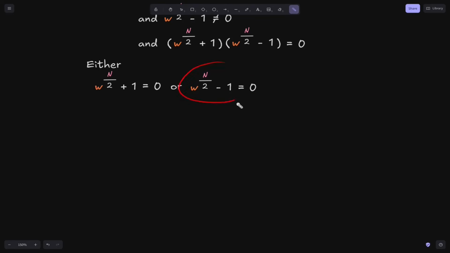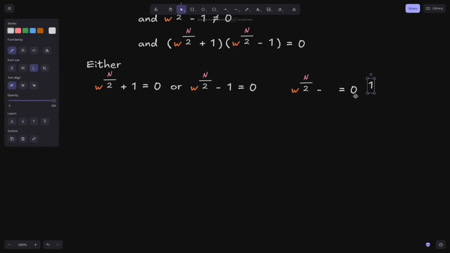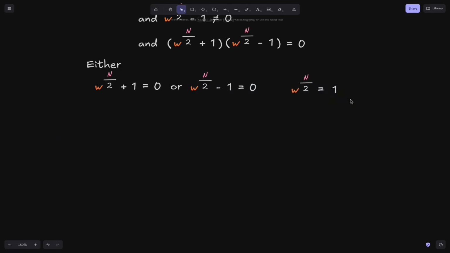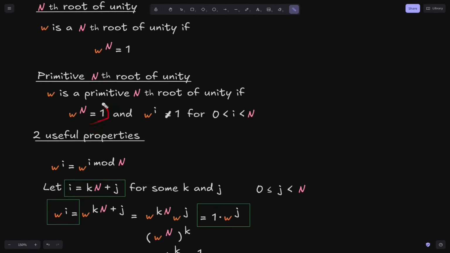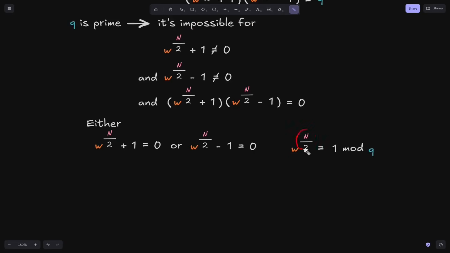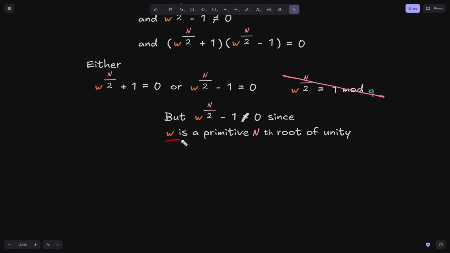We'll start with this one. What does it mean for this part to be equal to 0? Well, if this was the case, then we can rearrange the equation to say that w raised to the power of n divided by 2 is equal to 1. But remember, w is a primitive nth root of unity, which means that w raised to the power of n is equal to 1, and w raised to the power of i for i less than n is not equal to 1. In our case, w raised to the power of n divided by 2, which is less than n, cannot be equal to 1. So this cannot be true, since w is a primitive nth root of unity. w raised to the power of n divided by 2 minus 1 cannot be equal to 0. So it must be the case that this part is equal to 0.